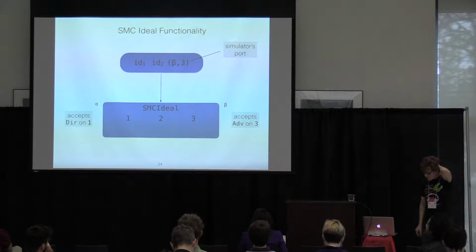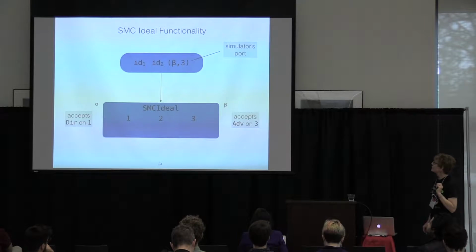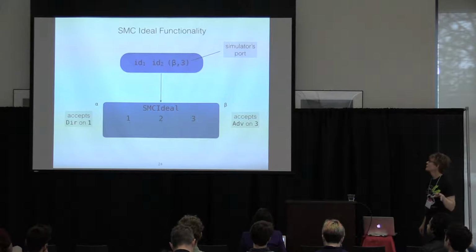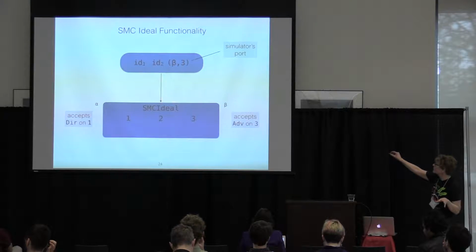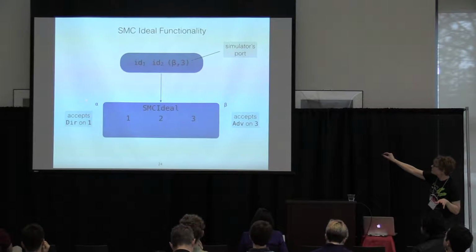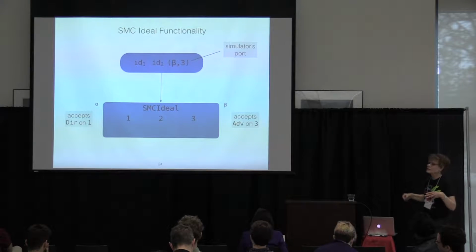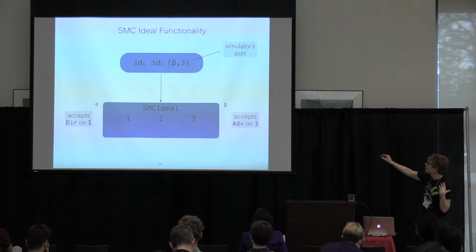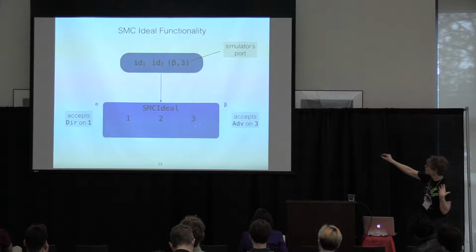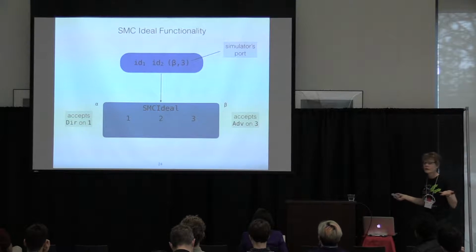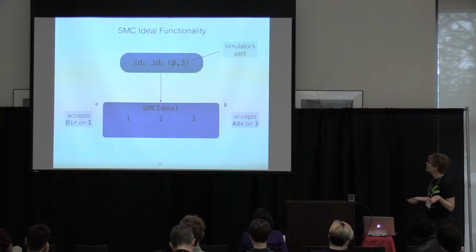So how does this work in our setting? Let's start with the ideal functionality for this one-time communication. So SMC ideal, and this means that it's at address alpha, it thinks the adversary is at beta, it's willing to accept direct messages on this port index 1 and adversarial messages on 3 and nothing else. That's its kind of guard.